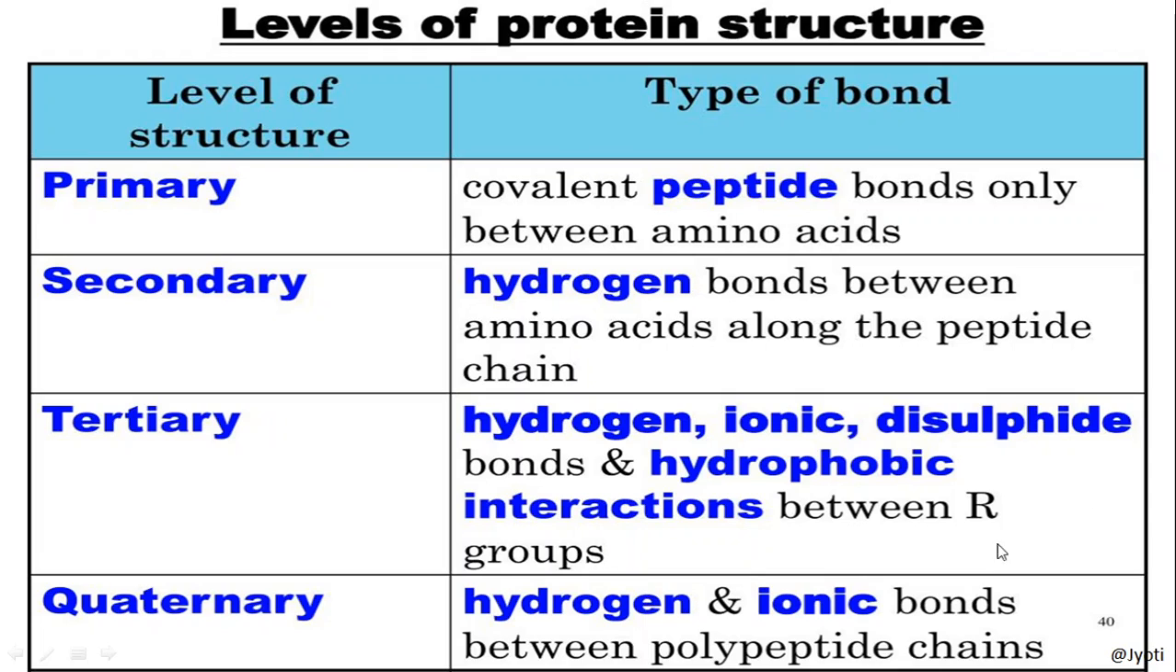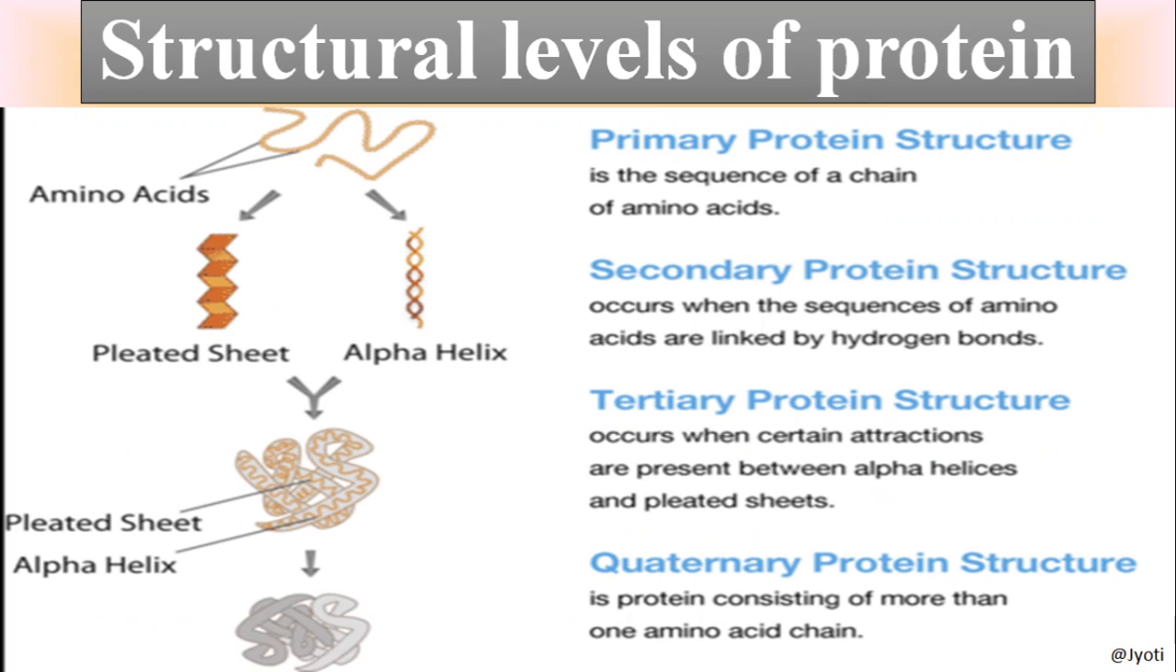So these are the different types of bond. See how the number and types of bonds are increasing as the structural level is increasing, and that's why the structural level becomes more and more complicated. Then the quaternary structure is in between the polypeptide chains. So here the amino acids are not bound together. Here the polypeptide chains are bound together with the help of hydrogen and ionic bonds. So let us discuss the different structural levels of protein one by one.